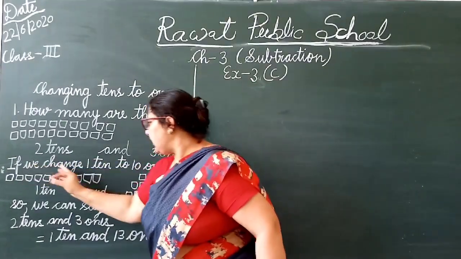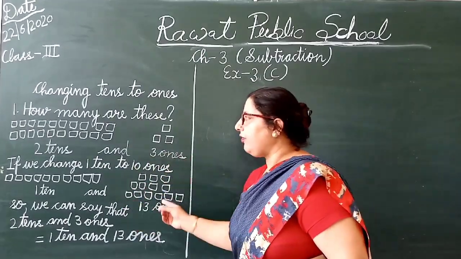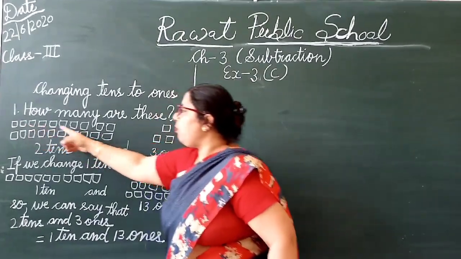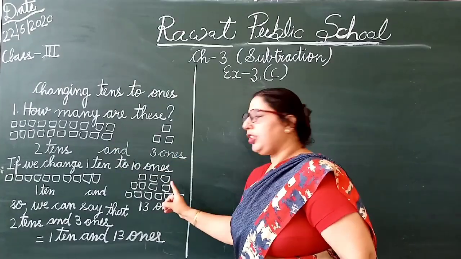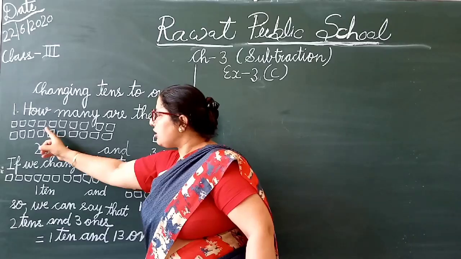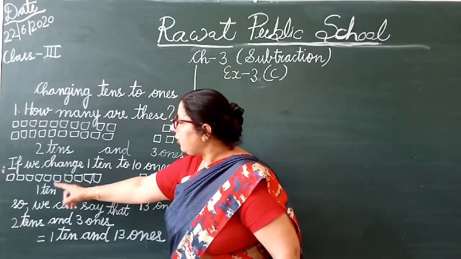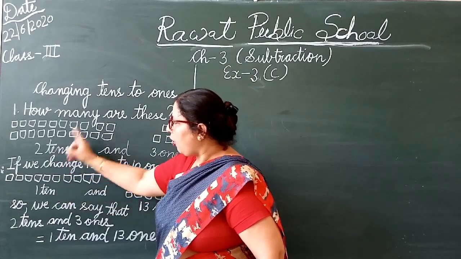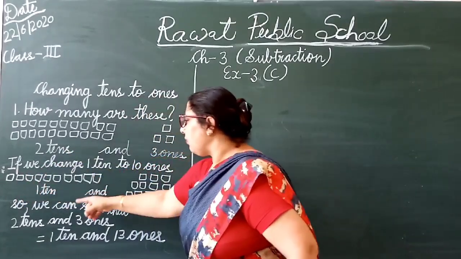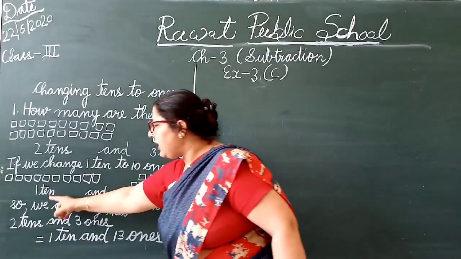Then now if we change 1 ten to 10 ones, अगर हम 1 10 को 10 ones में चेंज करते हैं तो ये जो ऊपर वाला 1 10 है वो हमारा 3 ones में ऐड हो जाएगा और ये वाला जो 2 tens में से इस 1 tens को हम यहाँ पर माइनस कर देंगे. When we subtract 1 ten from 2 tens, then we can say there is only 1 ten. 10 ones means 1 ten.